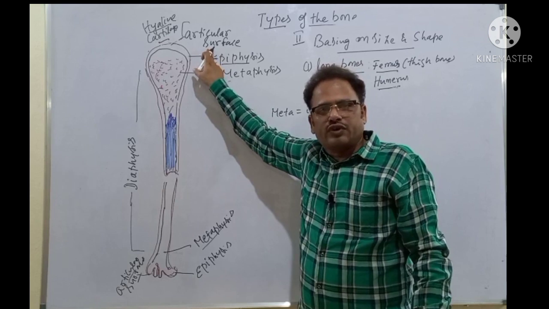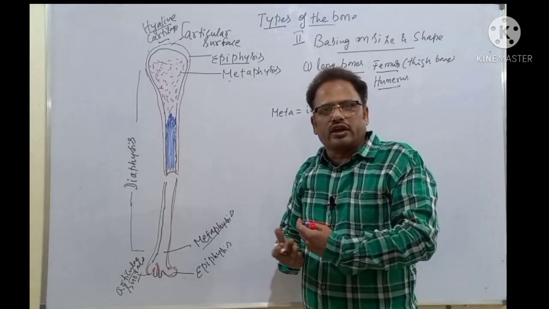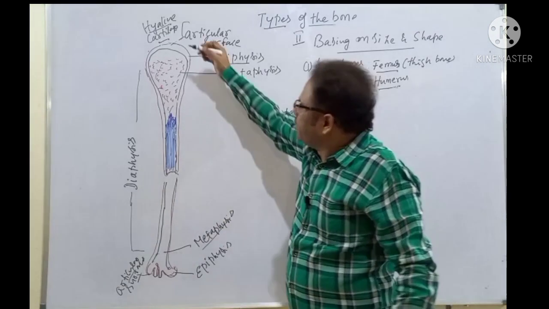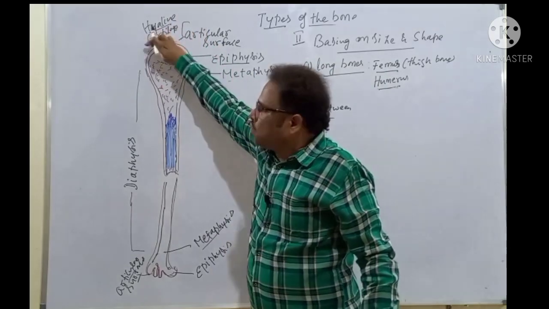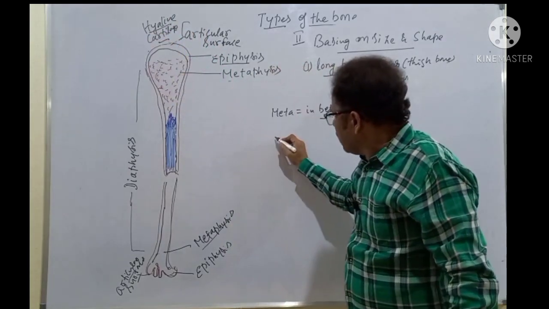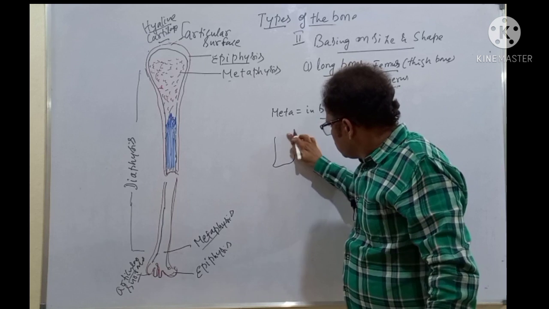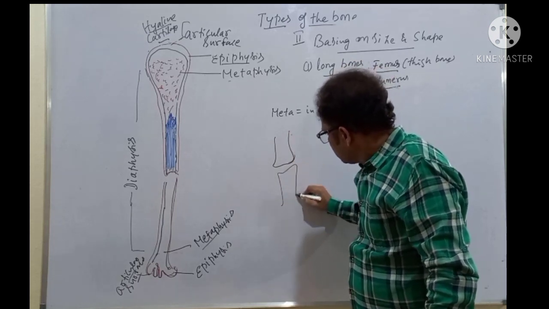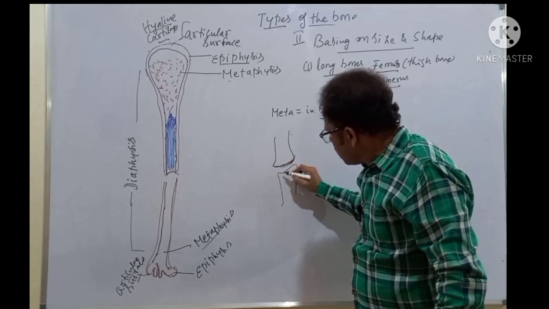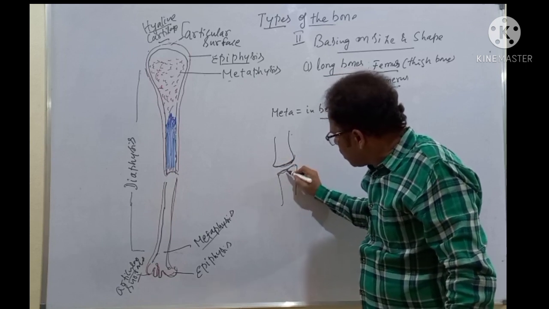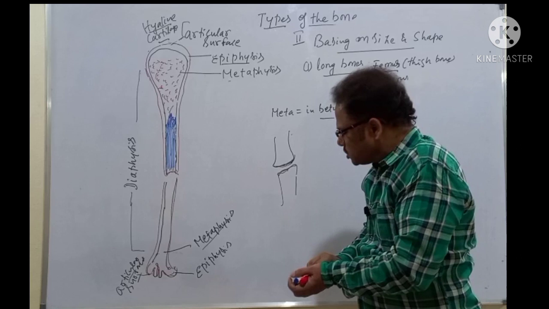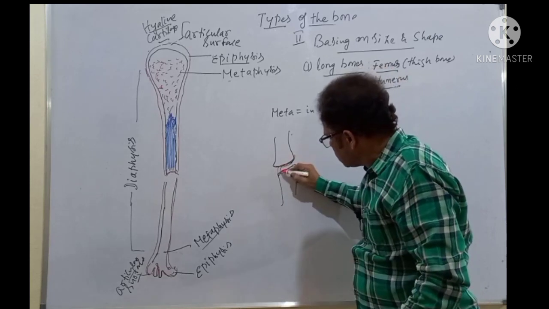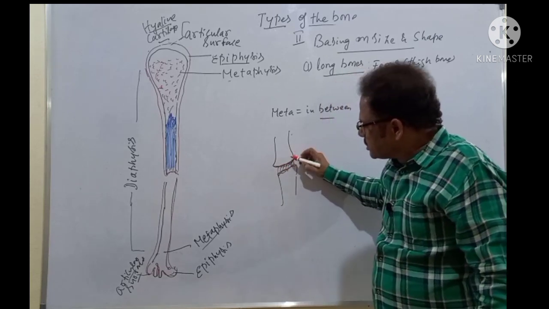What is an articular surface? Articulation. What is an articulation? It is a connection. Here, another bone is connected at the joint. See, for example, here is a bone, and here is another bone. These two are the articular surfaces. This is an articular surface, and this is another articular surface. And here is a joint. You see here, this is a joint. The red marking is a joint.